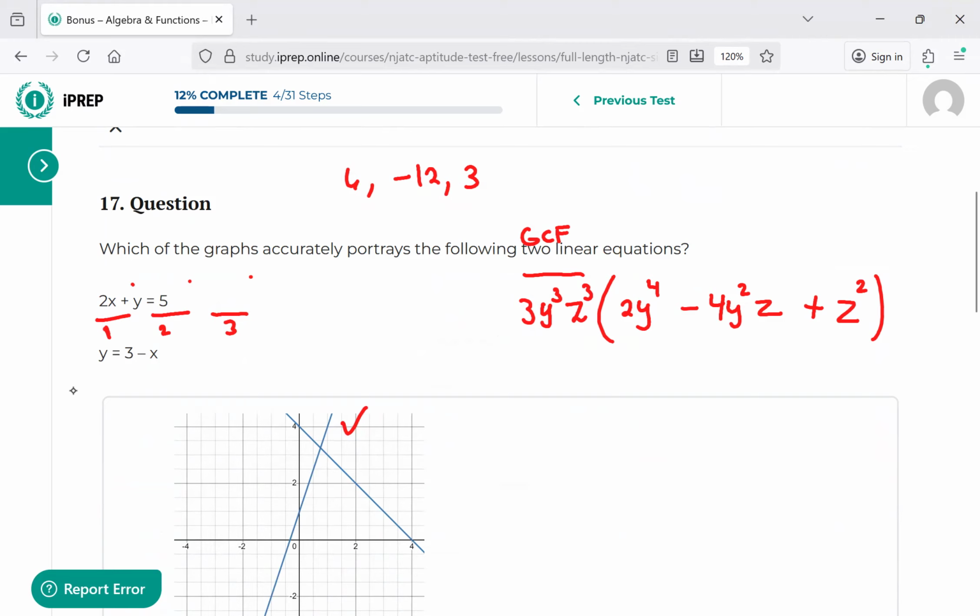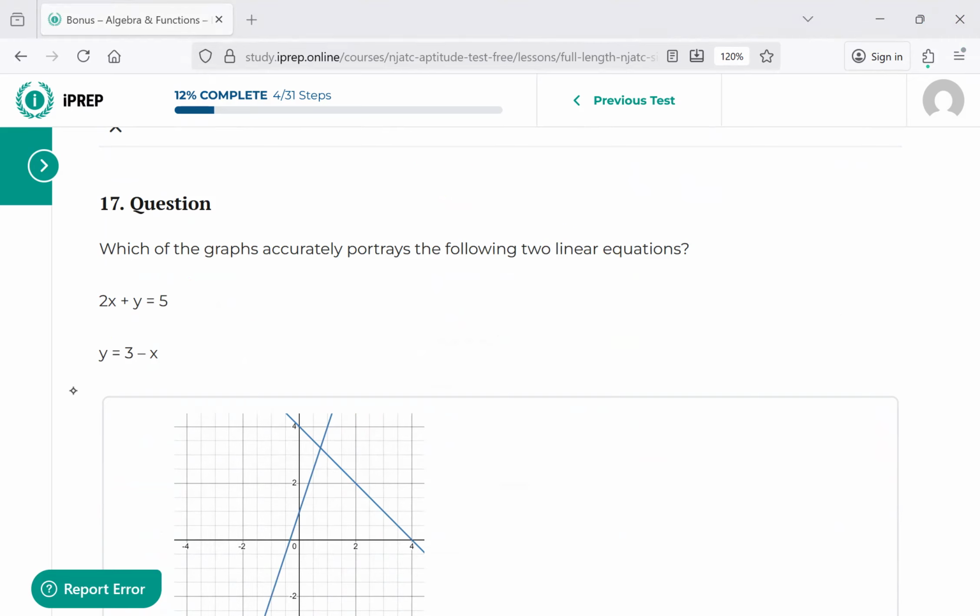Question 17. Which of the graphs accurately portrays the following two linear equations? So we're dealing with a system of equations, and I do not recommend graphing these two linear lines individually. What instead I would do is find the point of intersection or the solution. So how do we do that? We have this linear line 2x plus y equals 5, and then y equals 3 minus x. So we're dealing with a system of equations.